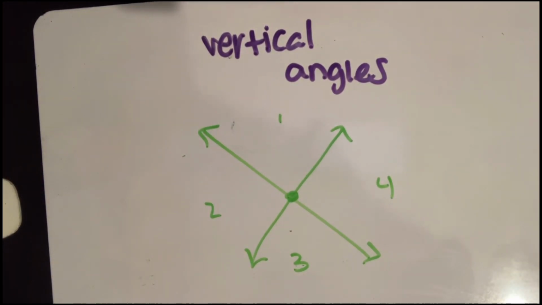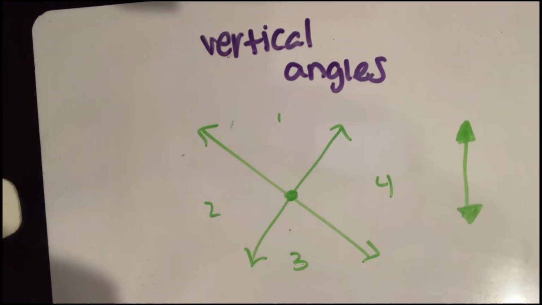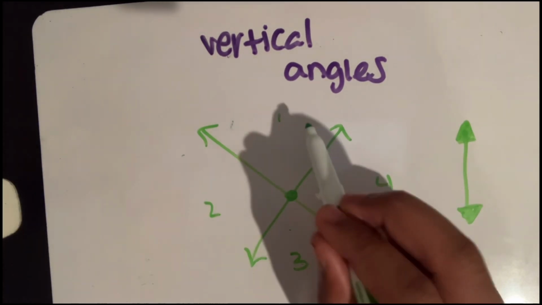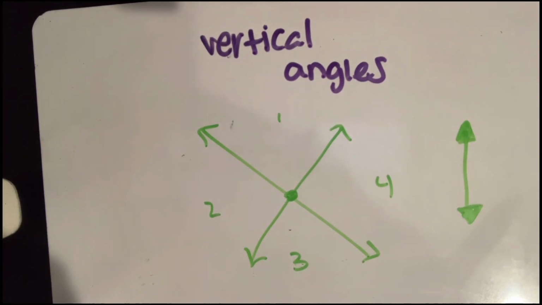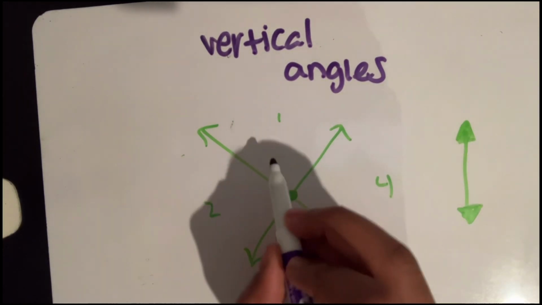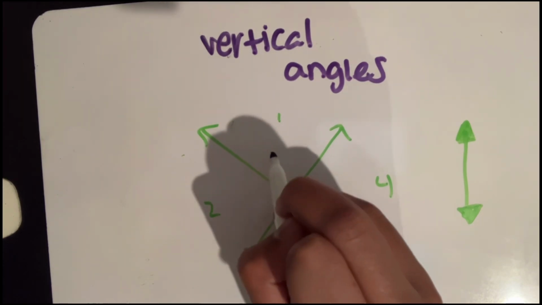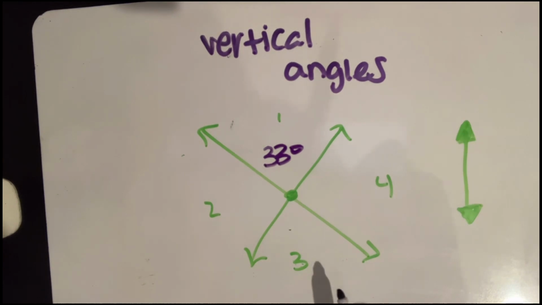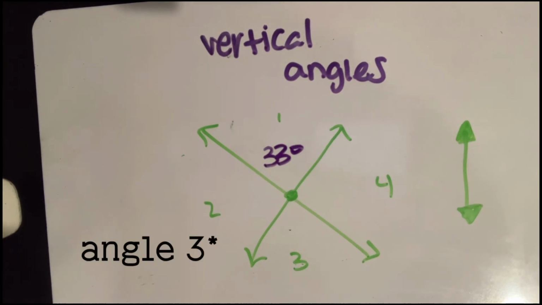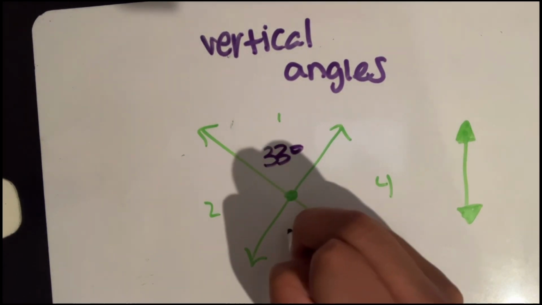When lines cross, they make vertical angles. So our vertical angle pairs would be 1 and 3 and 2 and 4. A key factor is that vertical angles are always congruent. So if angle 1 was 33 degrees, what measure would angle 3 be? 33 degrees.